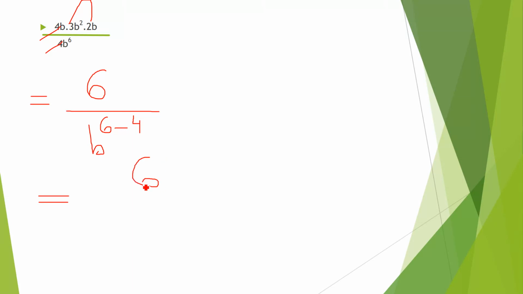Right? Okay, one more question. 4b multiplied by 3b square multiplied by 2b divided by 4b to the 6. Here is 4, here is 4. This will cancel out each other. In the numerator, we have 4 b's. In the denominator, we have 6 b's. And here we have 3 multiplied by 2, which is equal to 6, divided by b to the 6 minus 4, because in the numerator we have b to the 4, so you can bring this to the denominator, so it will be 6 divided by b square. 6 divided by b to the 6 minus 4, that is b square, this is the answer.